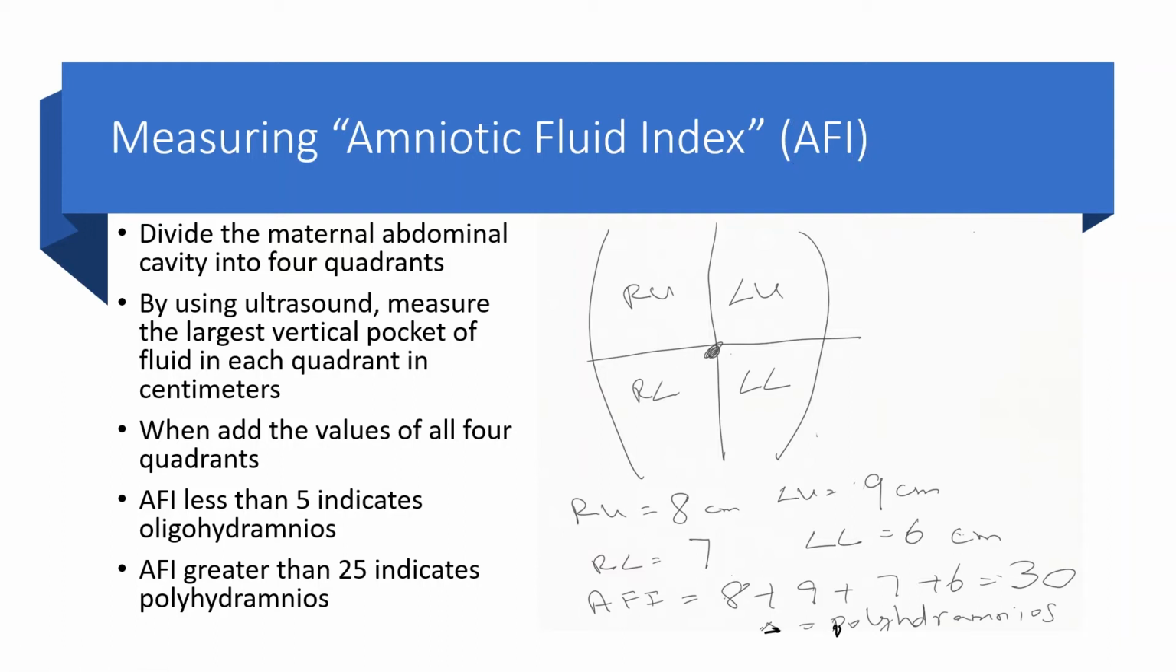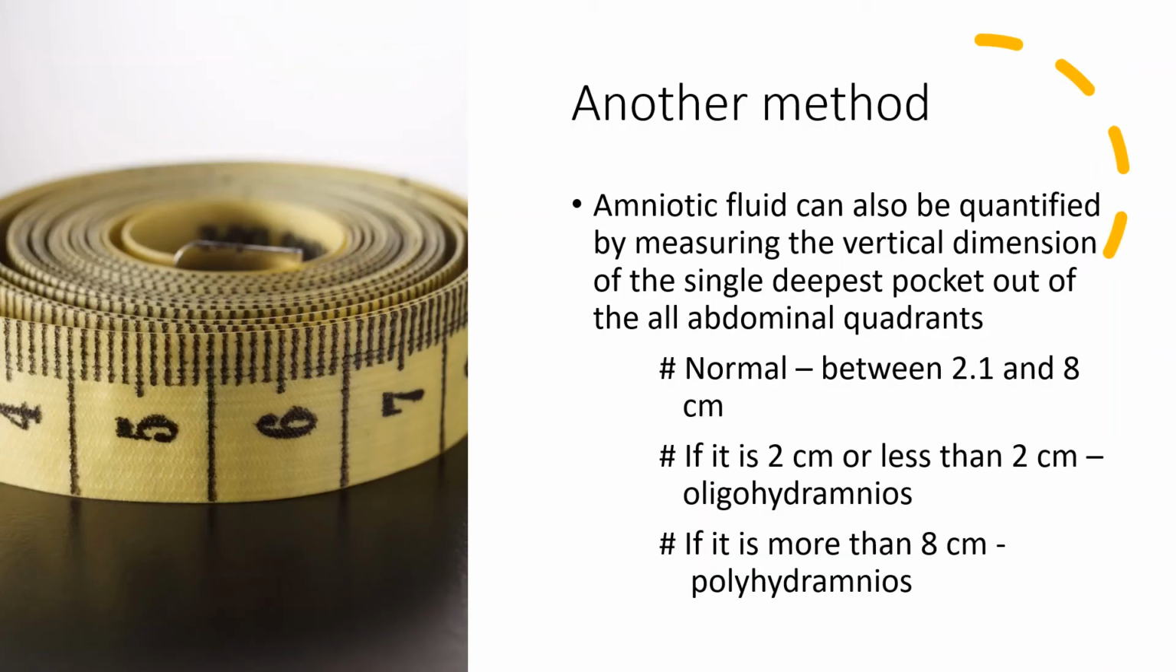There's another method. Here we don't have to measure all 4 quadrants, but we take only one measurement. We go to all 4 segments, but take the largest vertical dimension in any one of those pockets. The vertical dimension of the largest pocket should be between 2.1 centimeters and 8 centimeters. That is the normal, between 2.1 to 8 centimeters.